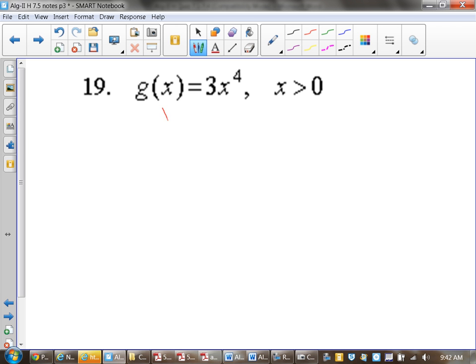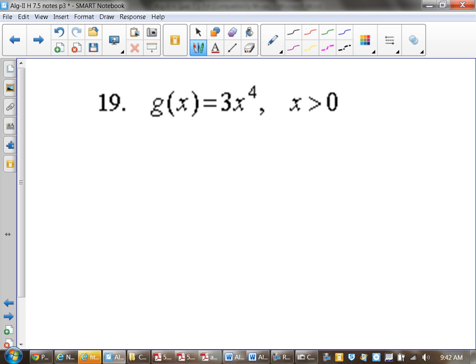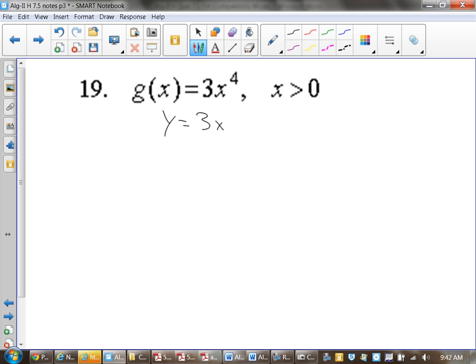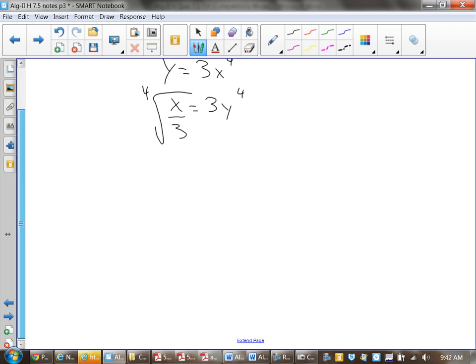In this case, you're starting with y equals 3x to the 4th. And I'm going to find the inverse, which means I have x equals 3y to the 4th. In order to solve for y, you first divide by 3, and then you have to take the 4th root. So most of you guys wrote out 4th root of x over 3. That means that there's a 4th root in your denominator, which you can't have. So this is the same thing as saying 4th root of x over the 4th root of 3.